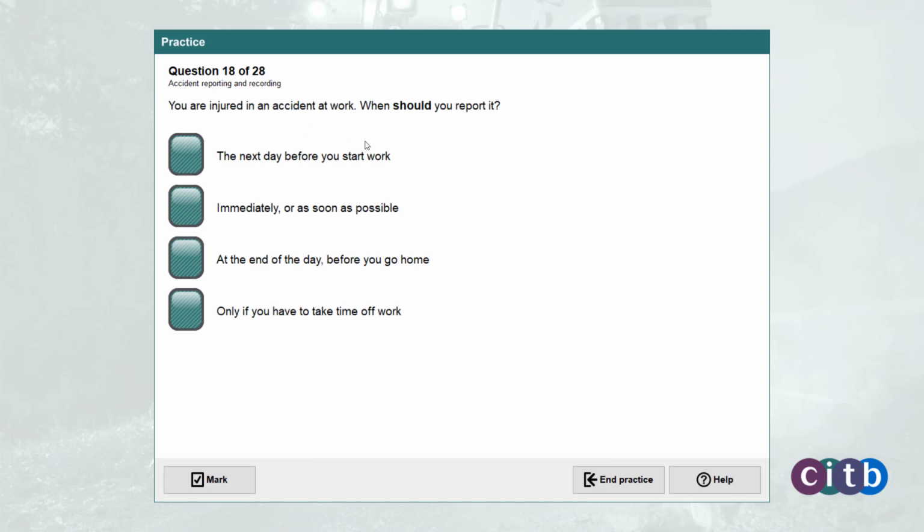You are injured in an accident at work. When should you report it? The next day before you start work. Immediately or as soon as possible. At the end of the day before you go home. Only if you have to take time off work.